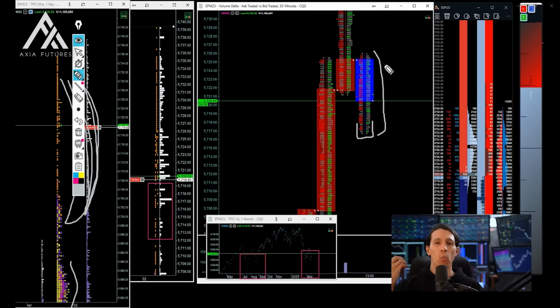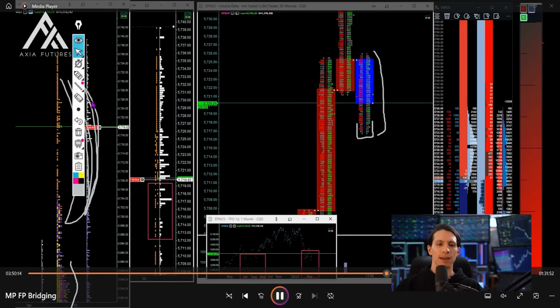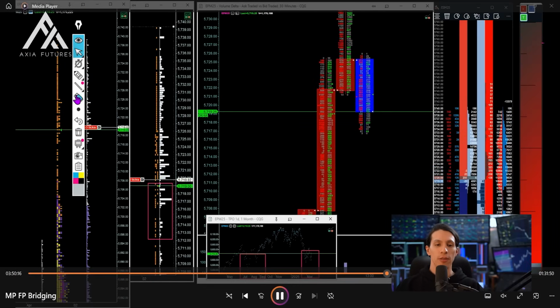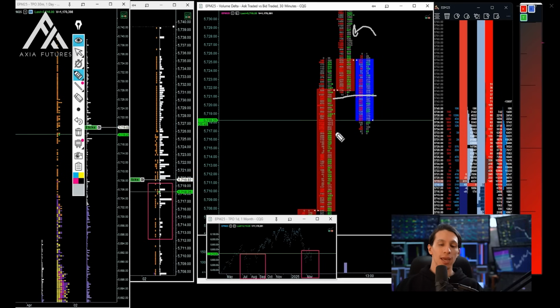So again, using one tool in volatile environments can be very difficult. This is why you want to bridge and layer. So folks, as you can see, this is now the third or fourth time that the market has essentially rejected this previous low from the previous 30-minute print here. And now this is where the moment of truth comes.